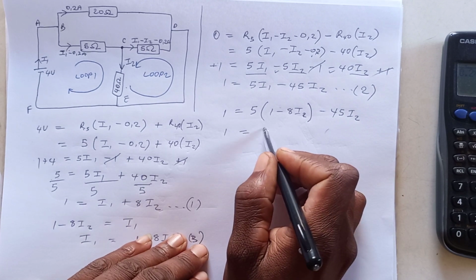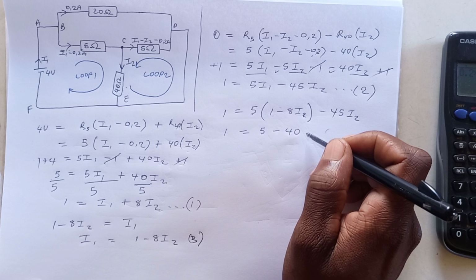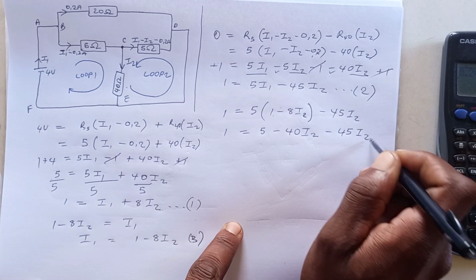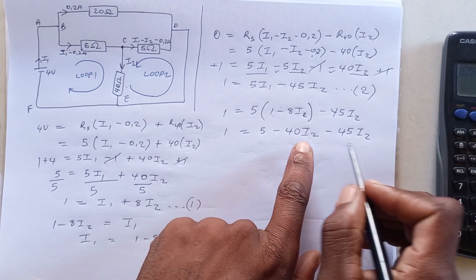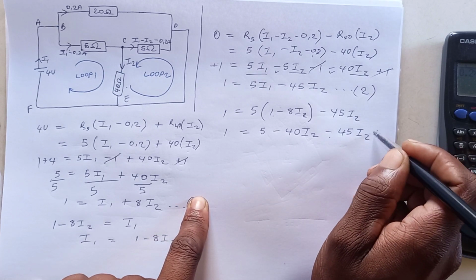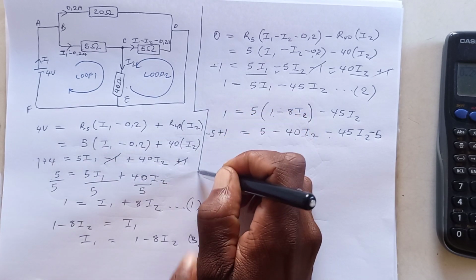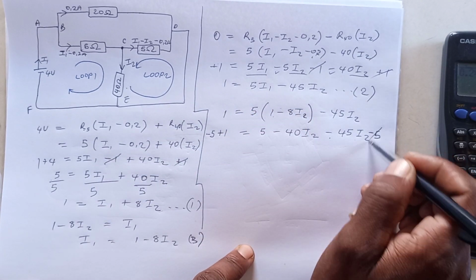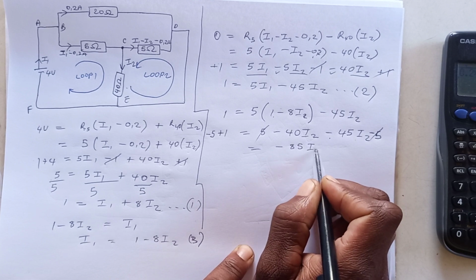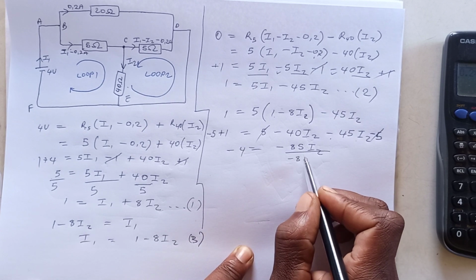So we have 1 equal to 5. 5 times 1 is 5. 5 times 8 is 40. Minus 40 I2 minus 45 I2. So now we've got I2 and we've got negative and negative. So that means we are adding. So we'll end up with 85. So let us subtract minus 5. Subtract minus 5. Put back the positive sign. So this one cancels this one, and this one add and make minus 85 I2, and here we'll have minus 4.